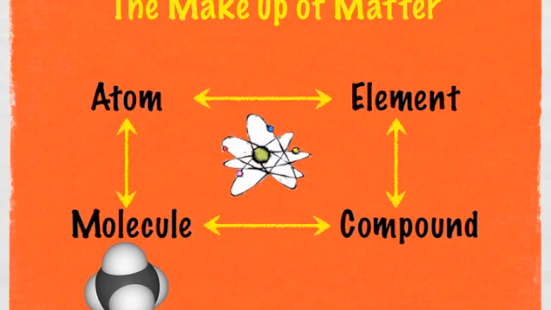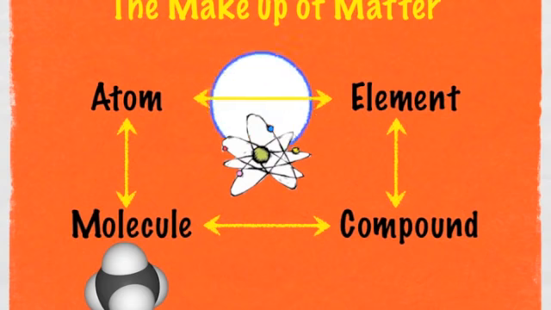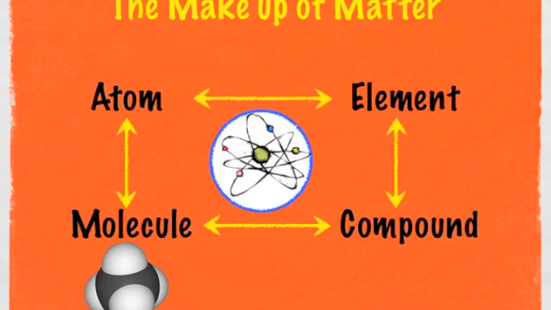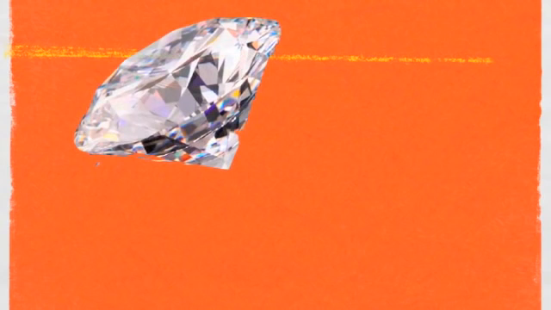But the center of focus, really, of our study for the next couple of months is going to be the atom. So let's take the atom first. Here is a picture of a diamond. And a diamond is a type of substance that's a pure substance, meaning it's only made up of one type of atom, or one type of thing, or particle.